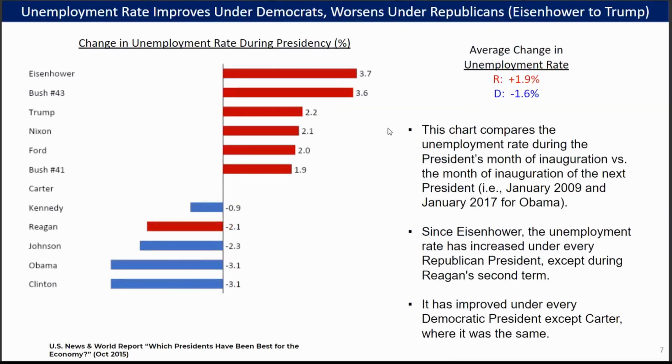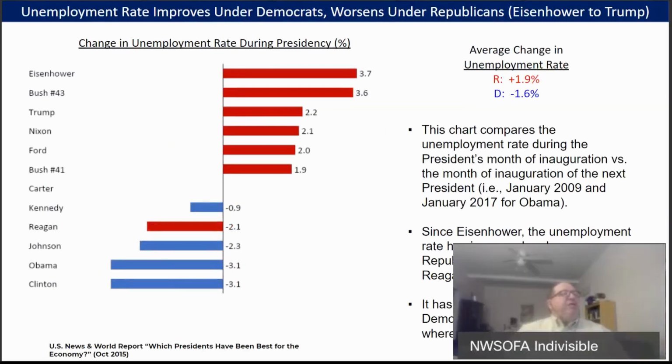And then looking at the change in unemployment rate during presidencies, positive numbers are not good. What we see here is that the unemployment rate tends to go up under the Republican presidents, Reagan being the exception. His second term, the unemployment rate went down. And the unemployment rate tends to go down under Democratic presidents, the exception being Carter, where the unemployment rate was the same in January 1977 when he started, and January 1981 when he left office.